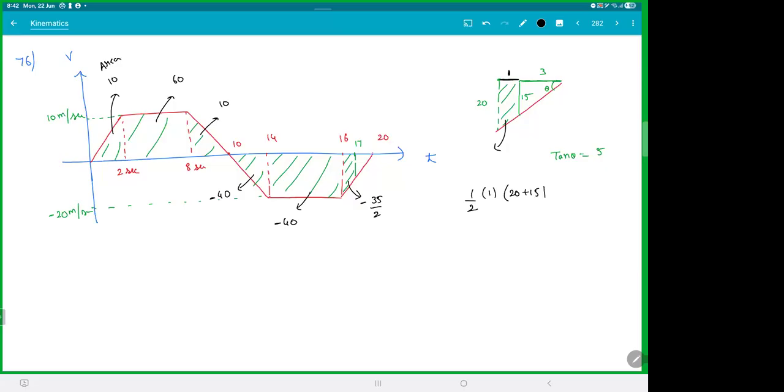All clear with this? So what do you want? Displacement? Do check if I messed up any calculations. That would be plus 10, plus 60, plus 10, minus 40, minus 40, minus 35 by 2. You take with signs. You want distance? You just add up everything. Plus or minus, it won't matter. That you can do the calculations. Clear with that?